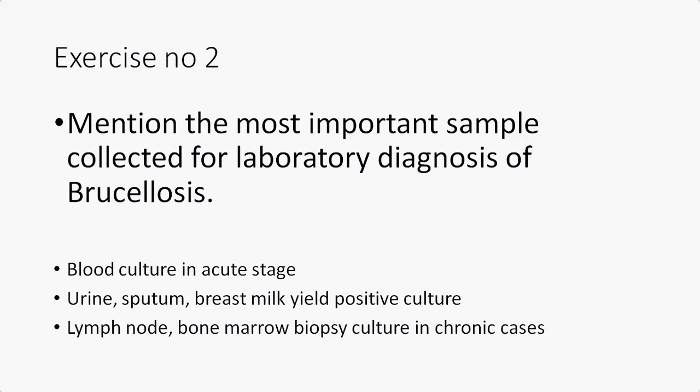Exercise number 2: mention the most important sample collected for lab diagnosis of Brucella. The most important sample for culture is blood culture in the acute stage of brucellosis, which is highly sensitive and gives positive results. In chronic cases, lymph node aspirate or bone marrow biopsy is good. It is also reported that urine, sputum, and breast milk can give a positive culture, but blood and bone marrow are the mainstay of diagnosis of brucellosis.